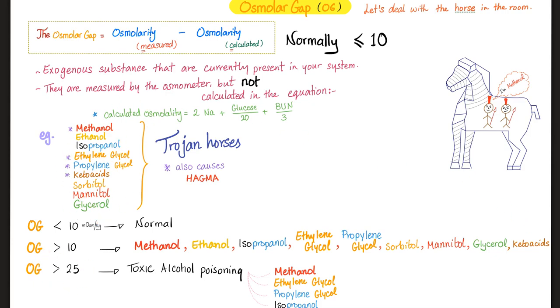If it's greater than 25, this is toxic alcohol. I did not say just alcohol. Toxic alcohol. What do you mean? Ethanol? No, ethanol is your regular alcohol. Toxic alcohol, baby. Methanol, ethylene glycol, propylene glycol, isopropanol.